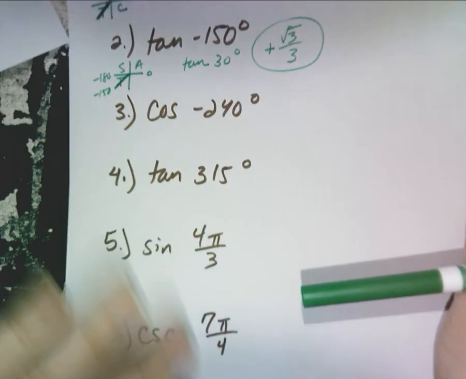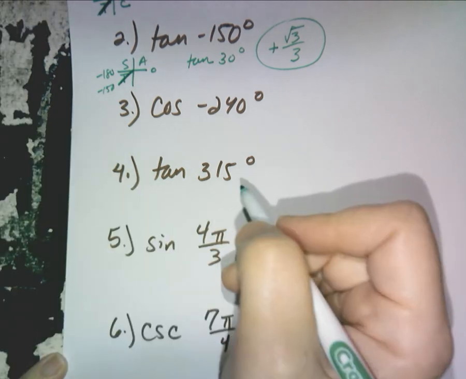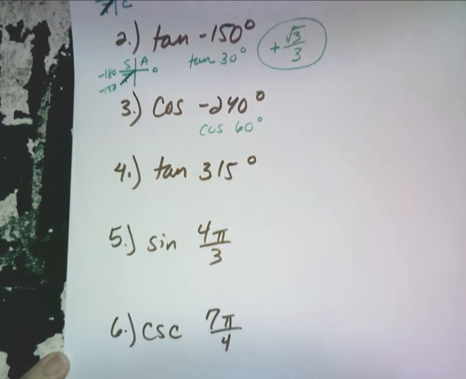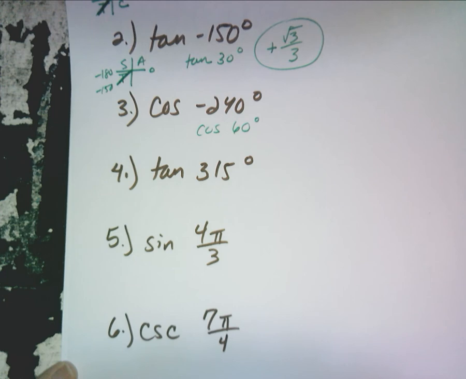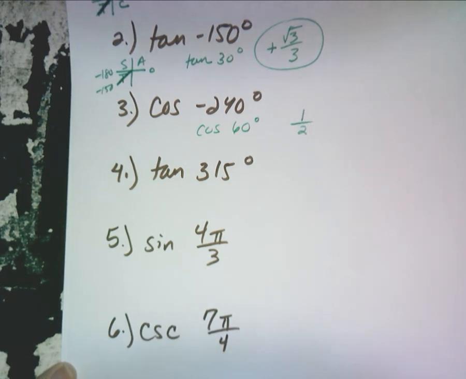Negative 240. What's the reference angle? You're closer to 180, you're closer to 360, and by how much? 180. By how much? 60 degrees. So you are going to go find cosine 60 for me. Somebody tell me what cosine of 60 is. 1/2. Your answer is going to have a 1/2 in it. You have to decide if it's positive or negative.